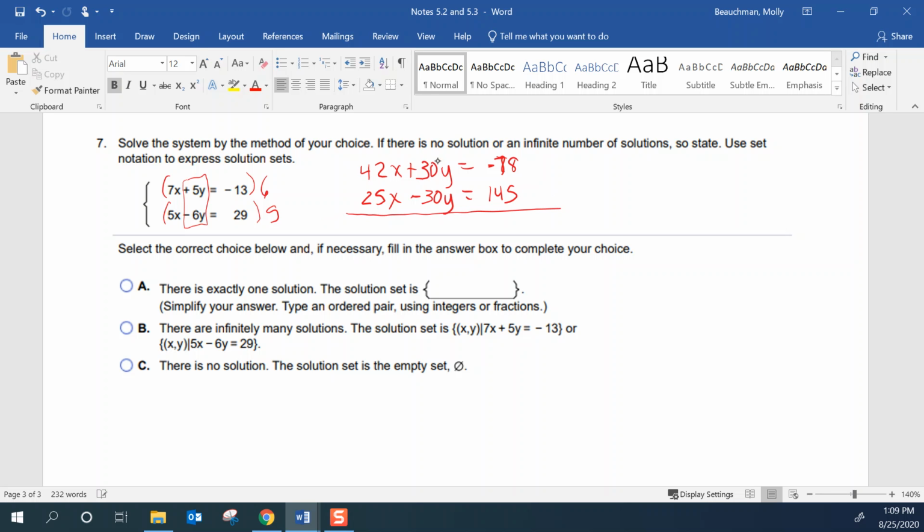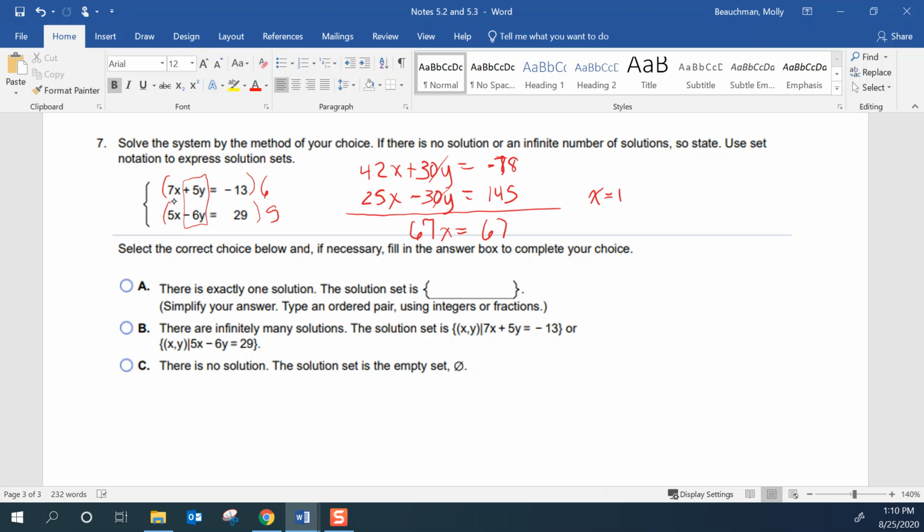Add the two equations together. We know our y's will cancel. We set it up that way. We end up with 67x is equal to 145 minus 78, which happens to be 67. So that looked like it might be a difficult fraction solution, but we ended up with 67x equals 67, so x is equal to 1.